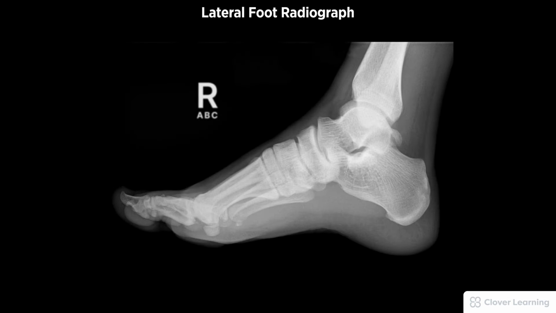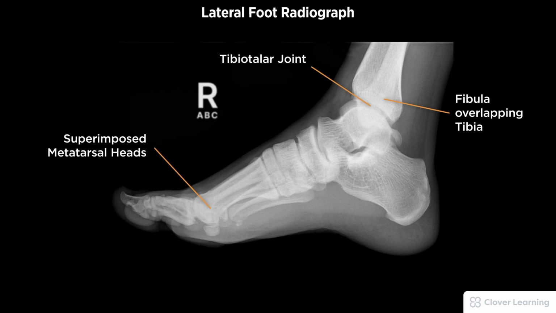A diagnostic lateral foot radiograph must be free of motion and rotation. Demonstrated anatomy to include the entire foot and distal leg, with the fibula overlapping the posterior portion of the tibia. Superimposed plantar surfaces of the metatarsal heads with an open tibio-talar joint with proper visualization of soft tissue and bony detail.